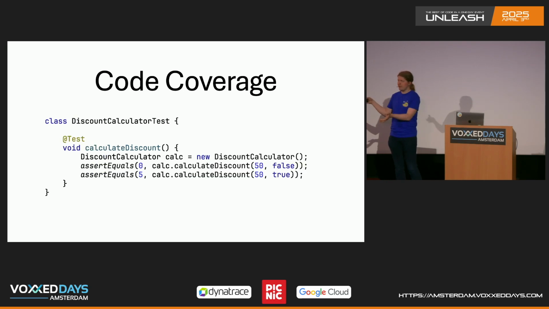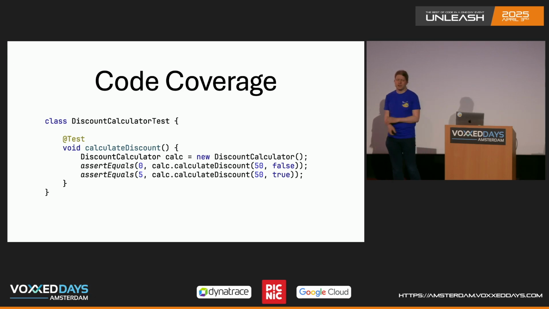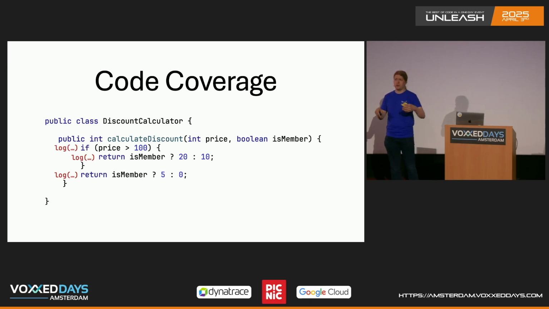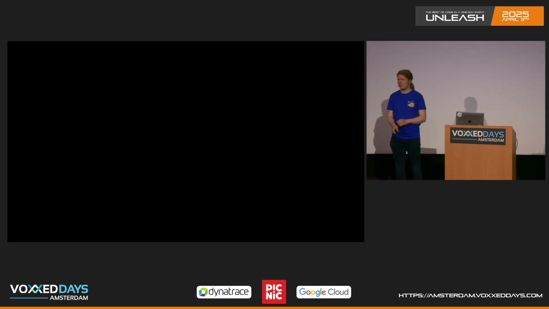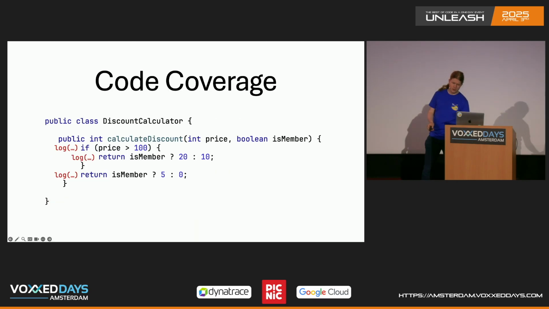So we write this in our application, and then we write the test case that tests a few cases here. But what we wonder is, are all lines in this code executed? Are all conditions executed? For example, is the line is member 20 and then 10, is this executed? And how do we find it out? A simple way, if we don't know about code instrumentation and tooling, would be simple printf debugging. So essentially we create a log statement in everything.